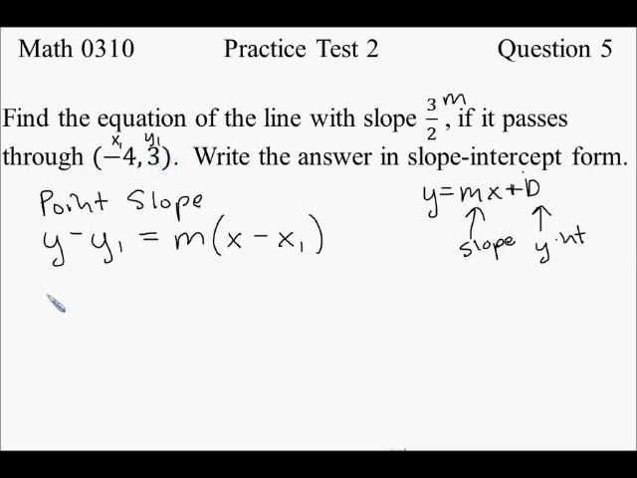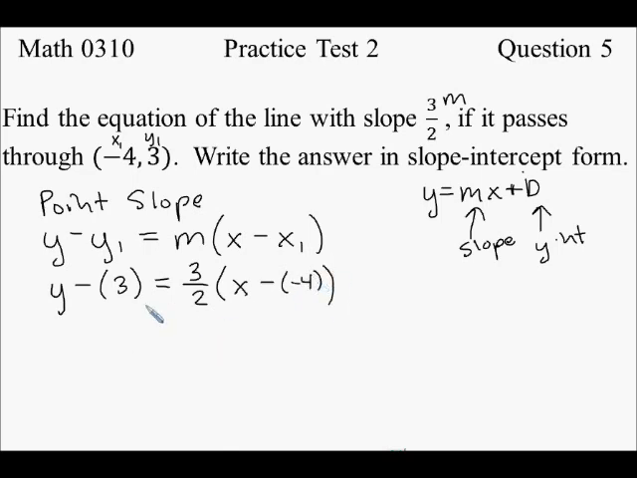So now we plug in y minus y1. y1 here is 3. I'm going to put those in parentheses so you can see how we're plugging in. So here m is going to be our 3/2 there. m is 3/2 times x minus x1, and x1 is negative 4. So I'm going to go ahead and put that there so you can see that.